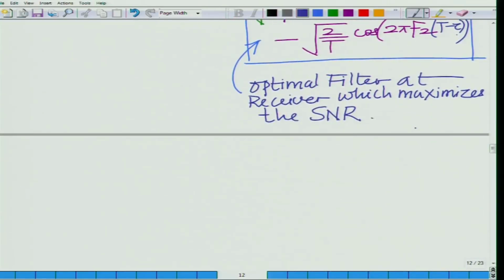So, employing this matched filter that we have derived, one can again carry out the rest of the analysis at the receiver, derive the signal to noise power ratio and also the corresponding probability of bit error, which we will do in the subsequent module. Thank you very much.